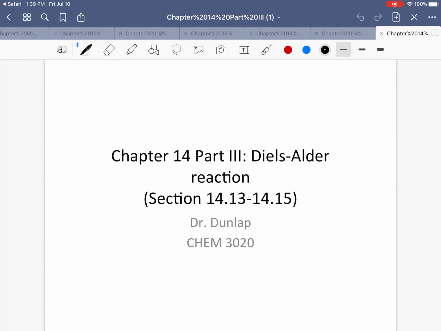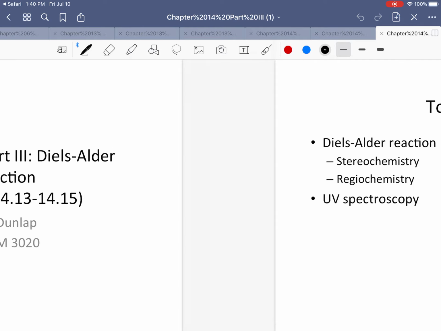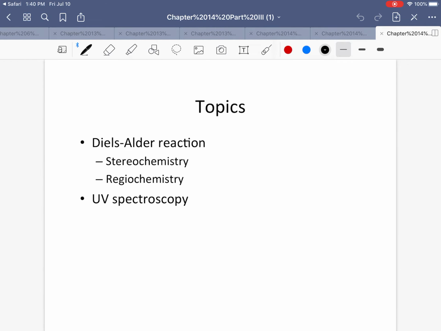This is the last part of chapter 14 on the Diels-Alder reaction. We're going to cover stereochemistry, regiochemistry, and then just a little bit about UV spectroscopy.